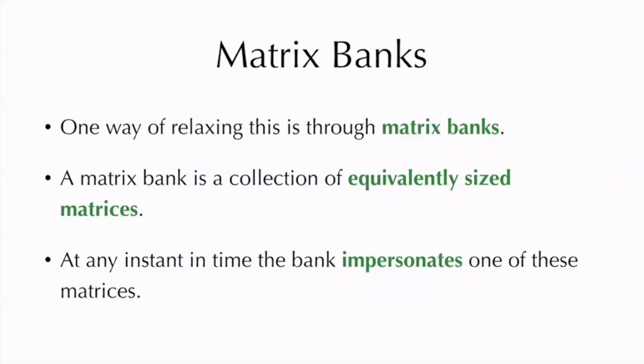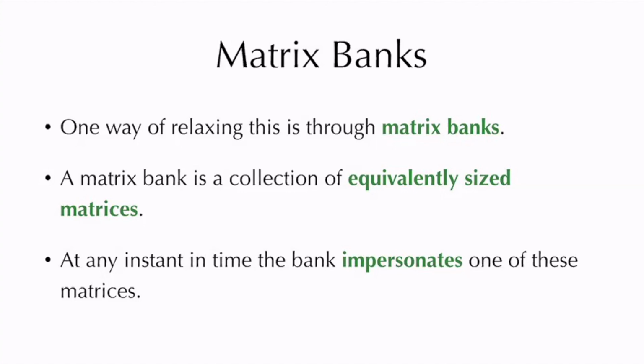Now, this is usually fine, but sometimes this is an unwieldy constraint. And so the way that we relax this constraint under certain circumstances in PyFR is through something called a matrix bank. A matrix bank is effectively a collection of equivalently sized matrices, and at any one instant in time, the bank can impersonate or pretend to be any one of these matrices.